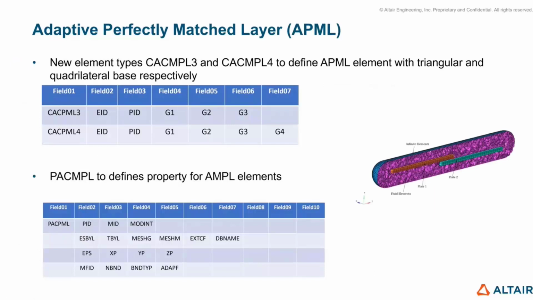Adaptive perfectly matched layer. This is one of the important methods in exterior acoustic analysis for defining sound propagation in unbound domains. Added a new element type as part of the interface update. More information about these elements and the respective properties can be found in our solver documentation.